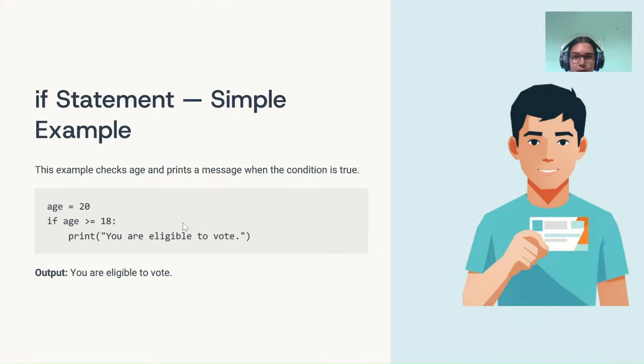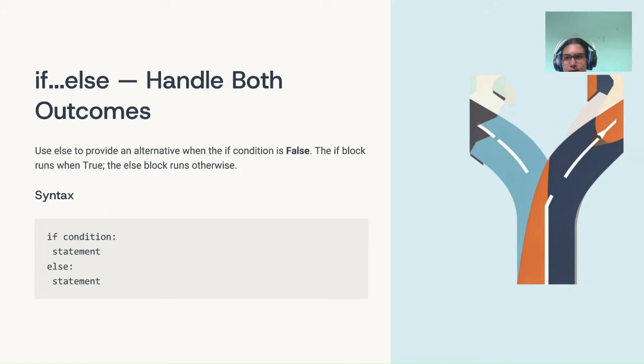Let's move on. We just did this example. Here they have already defined the age as 20. We just took the input from the user, right? You can look at it. Next.